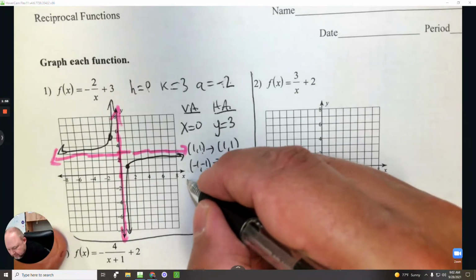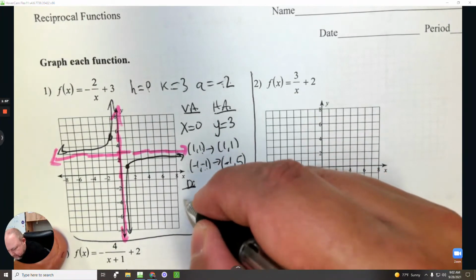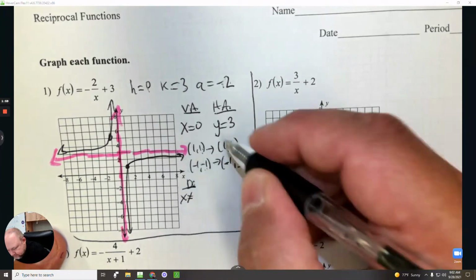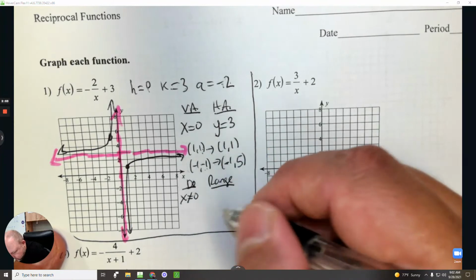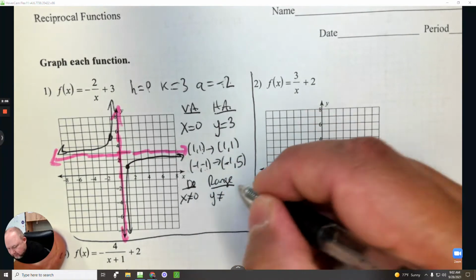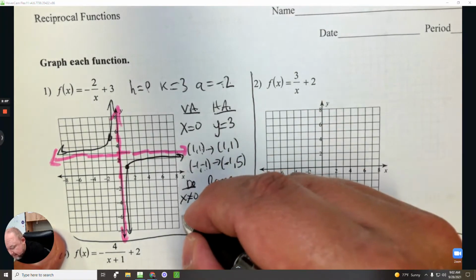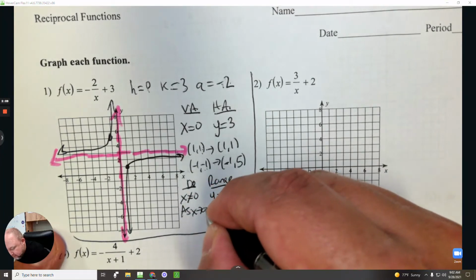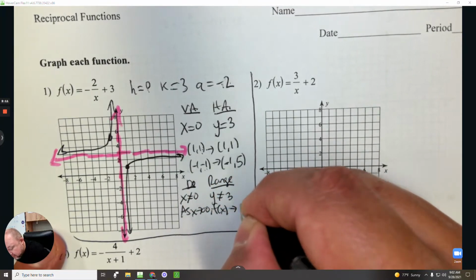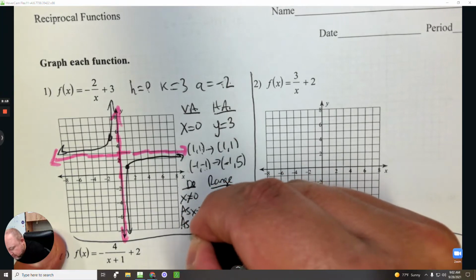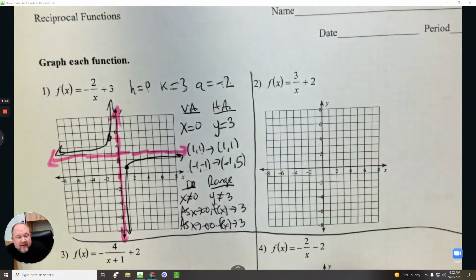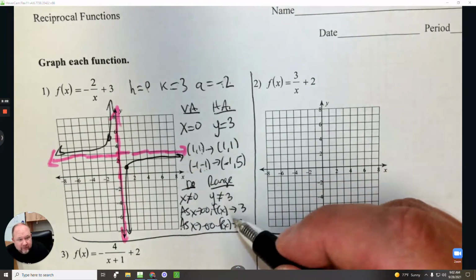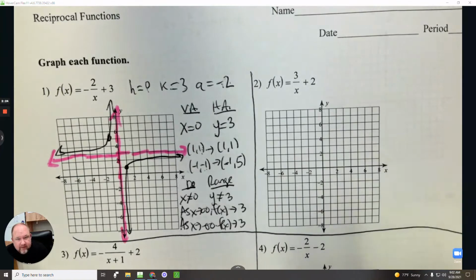If I ask you for the domain, x cannot equal 0. If I ask you for the range, y cannot equal 3. And if I said the end behavior, as x approaches infinity, the function approaches 3. As x approaches negative infinity, the function approaches 3. So both the right end and the left end are approaching what k is as your end behavior. Number 2.